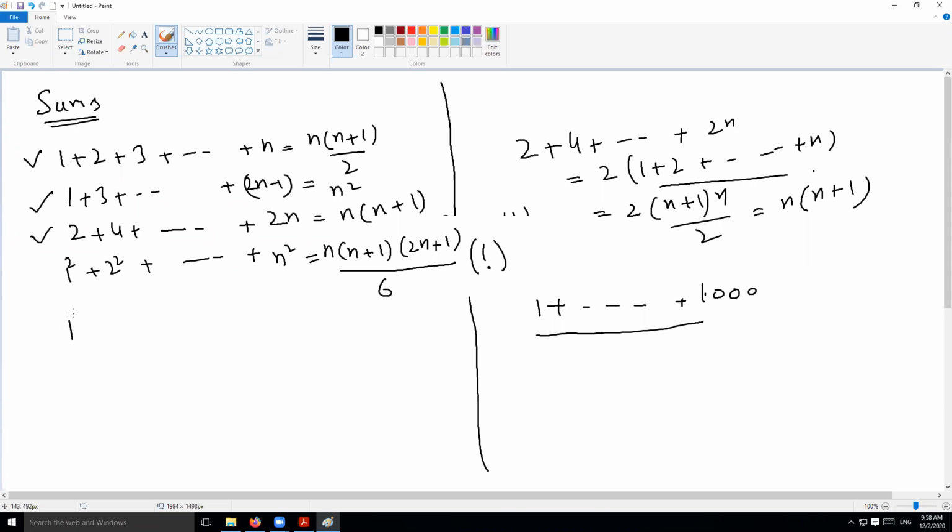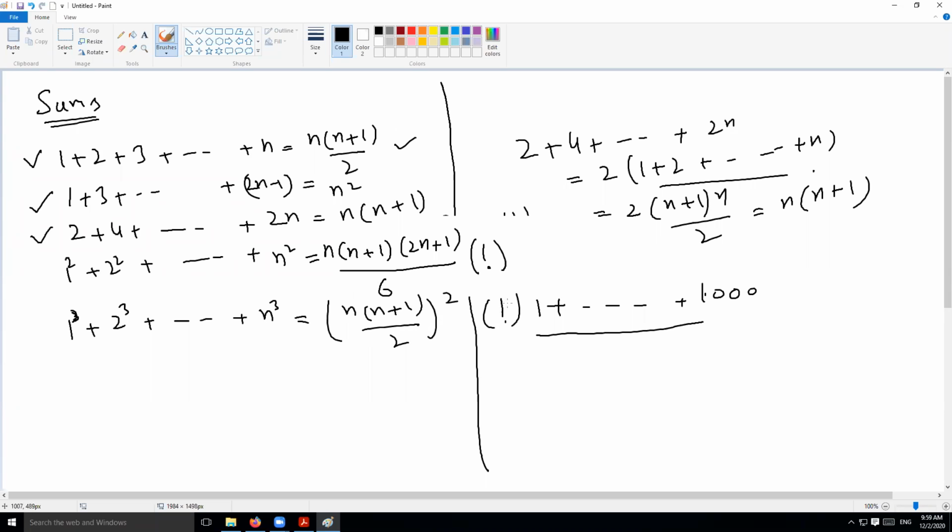And then you should also keep the sum of the cubes: 1 cube plus 2 cube plus so on and so forth plus n cube. And the sum is really easy. It is n times n plus 1 upon 2, whole square. In other words, take the sum 1 plus 2 up to n and square it.